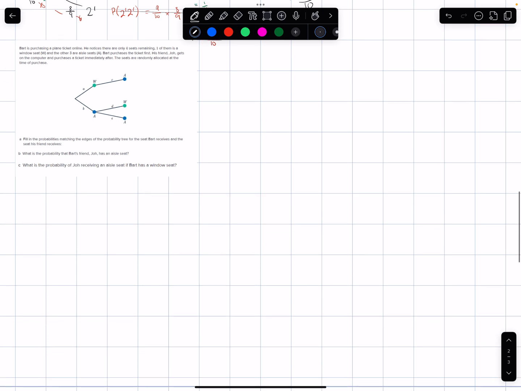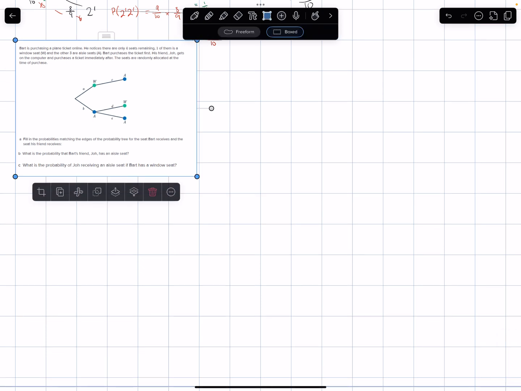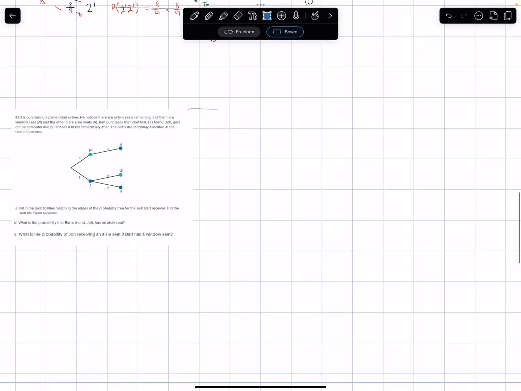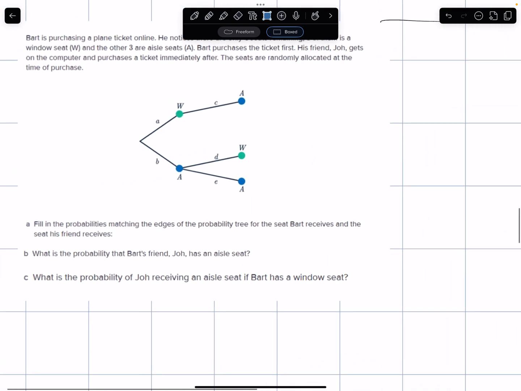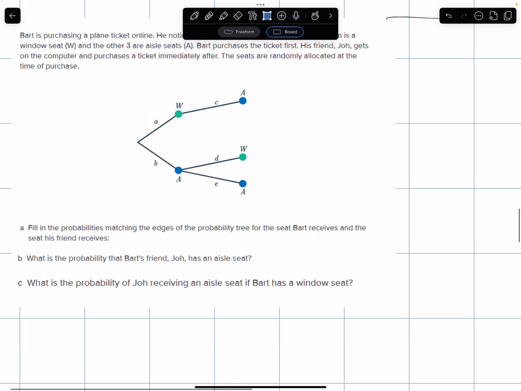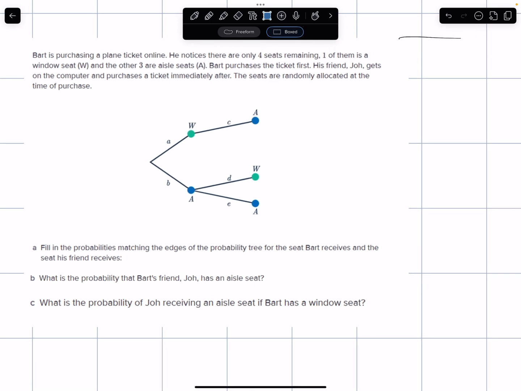Anyway, let's look at this here. All I want you to know now is how to fill in one of these things, how to identify our information. There's a lot of words, but only a few things are important. Bart is purchasing a plane ticket.